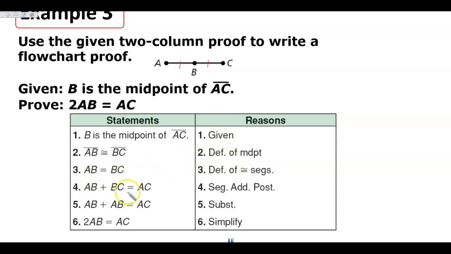Well, with our segment addition postulate, I can say AB plus BC equals the whole thing, AC. So I'm just adding the pieces up. Now, because AB is equal to BC, I'm going to take AB and plug it in for BC so that I get AB plus AB equals AC by substitution. So I'm just plugging AB in here. And then I'm going to combine like terms. So we can say simplify or combine like terms. Either one of those is absolutely fine.